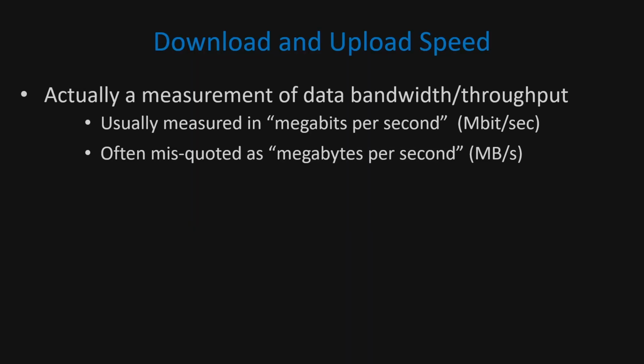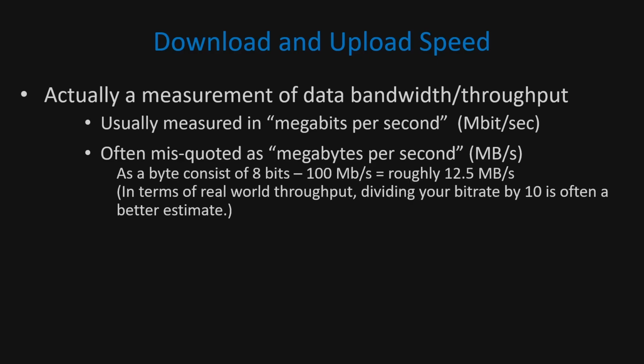One of my pet peeves is that so many videos I've seen on YouTube quote speed test as megabytes per second, when in reality we're talking megabits per second. And there's a big difference between the two. Roughly a 100 megabit per second rate is really more like a 12.5 megabyte per second rate. In terms of real world throughput, though, you're better off just dividing your bit rate by 10 to get a better estimate of what your bytes per second are.